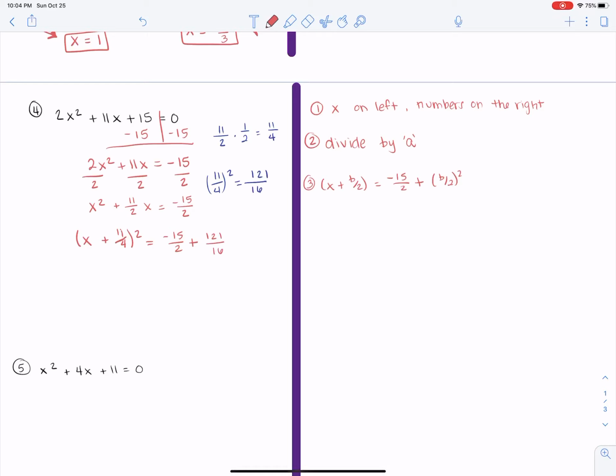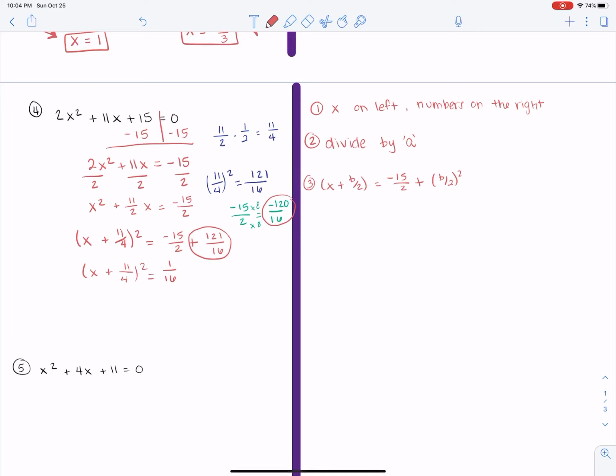Okay, now in order to add 121 over 16 to negative 15 over 2, I need to take the negative 15 over 2 and turn it into something over 16. So to get that, I'm going to multiply by 8. Negative 15 times 8 is negative 120. So really, I'm taking positive 121 over 16 and negative 120 over 16. So negative 120 plus 121 is going to leave you with a positive 1 over 16. So you have x plus 11 over 4 squared equals 1 over 16.